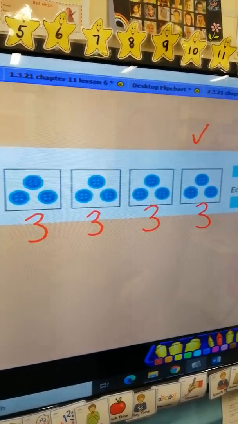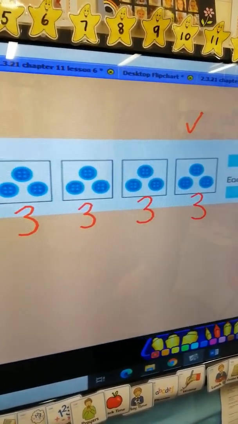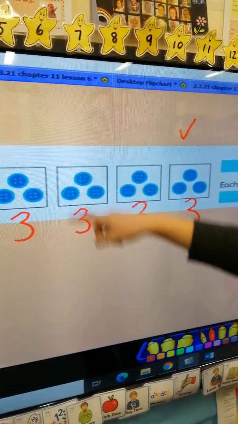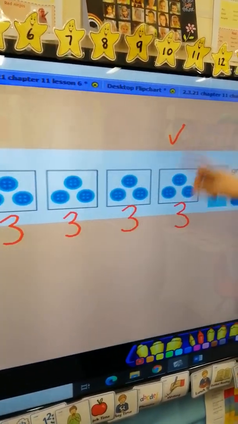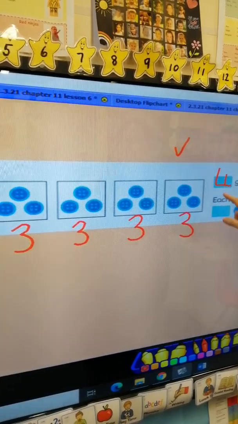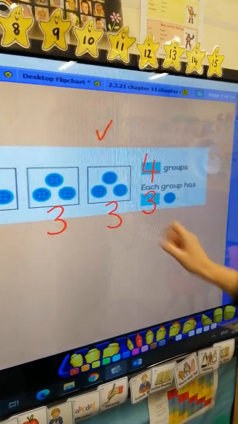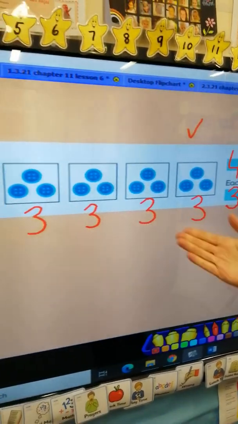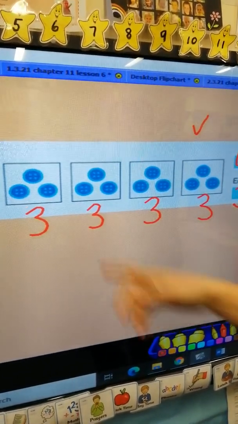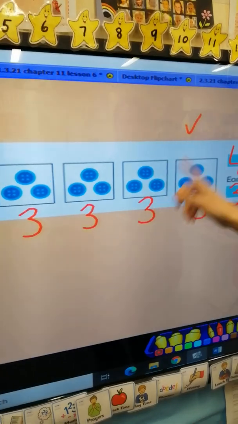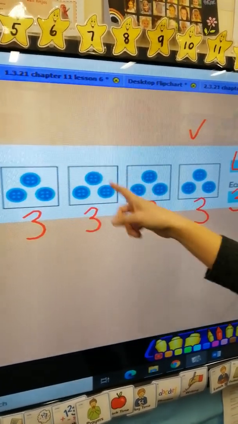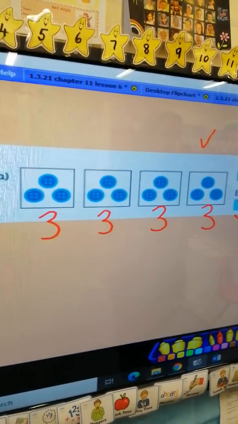How many groups of 3 do I have? I've got 1 group, I've got 2 groups, I've got 3 groups, I've got 4 groups. I've got 4 groups and each group has got 3 buttons, okay? Have I got 3 groups there? Oh no, I've got 4. 1 group, 2 groups, 3 groups, 4 groups. And in each group are 3 buttons.